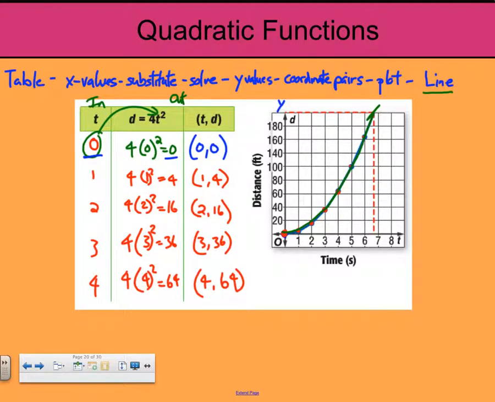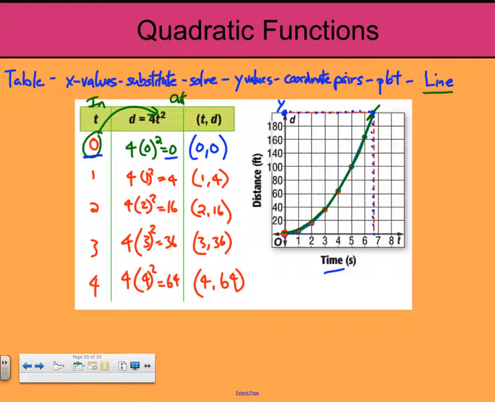So let me find where 200 would be on the y-axis. See, so it looks like 200 would be right here. Now, in order to find out what the corresponding time value is for 200 feet, I'm going to travel across, as you can see this red line does. I'm going to travel across to the line I created right here. And then from that point, I'm going to travel straight down to the x-axis, to that point.